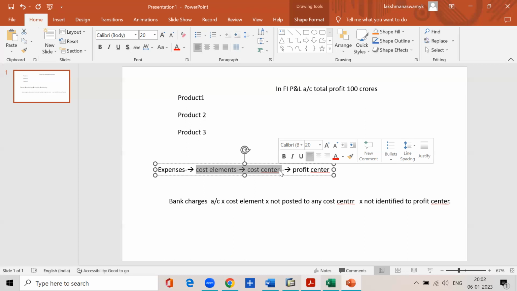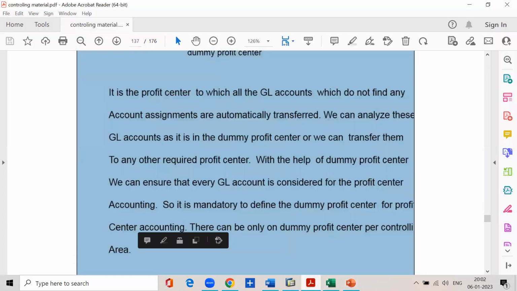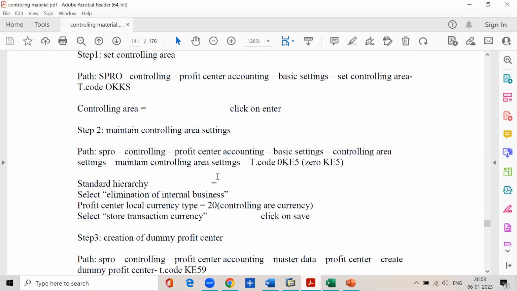With the help of the dummy profit center, we can ensure that all the expenses and revenues are considered in the profit center accounting. That's why the dummy profit center is mandatory. Sir, all the unaccounted expenses are put into the dummy profit center. Yes. Sir, what are examples of expenses which we put in a dummy profit center? All the accounts which are not posted to any cost center, any internal order, any controlling object, like sundry expenses, small expenses. Every expenditure for which you do not find any controlling object in controlling will be identified with the dummy profit center.